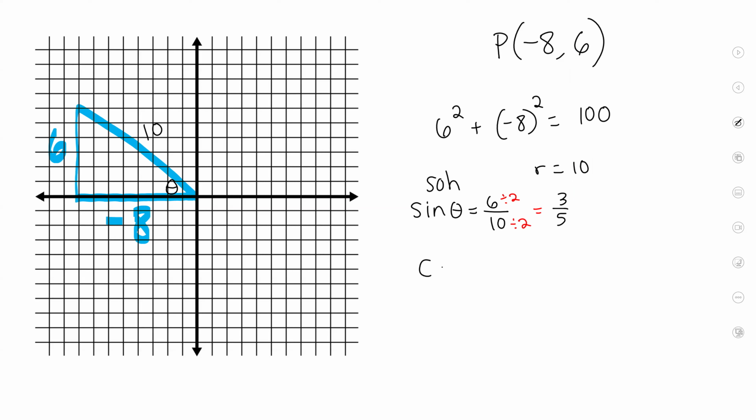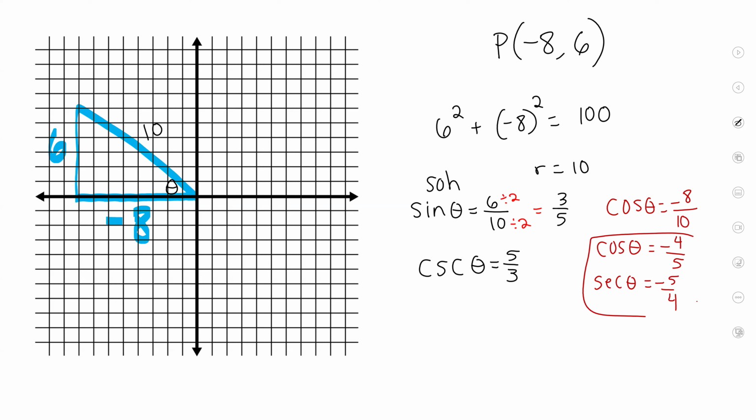That means the reciprocal, cosecant theta, will be 5/3. I'm going to pause here and let you guys finish this one. Okay. So cosine of theta, your adjacent side is negative 8 and your hypotenuse is 10. Simplified, this should be negative 4/5. Secant of theta, you take the reciprocal, so it'll be negative 5/4.